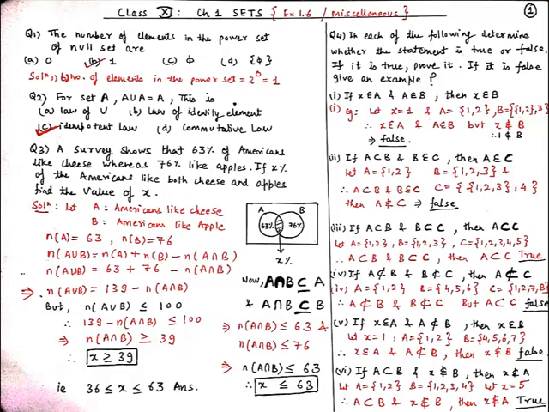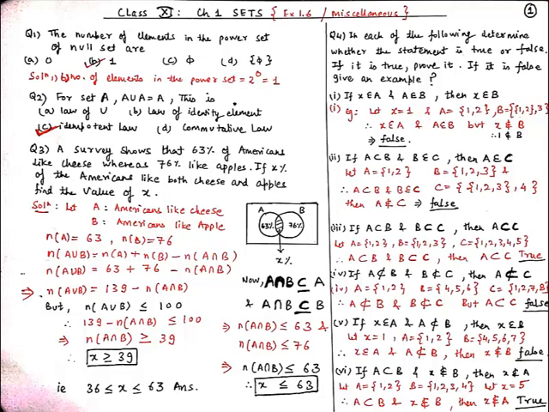And now we know that n of A union B is equal to 139 minus n of A intersection B, which is less than or equal to 100. So from here we get n of A intersection B is greater than or equal to 39. And we know that n of A intersection B is the Americans who like both cheese and apples. So from here we get X is greater than or equal to 39. And now there is some maximum value of X which we have to find out.